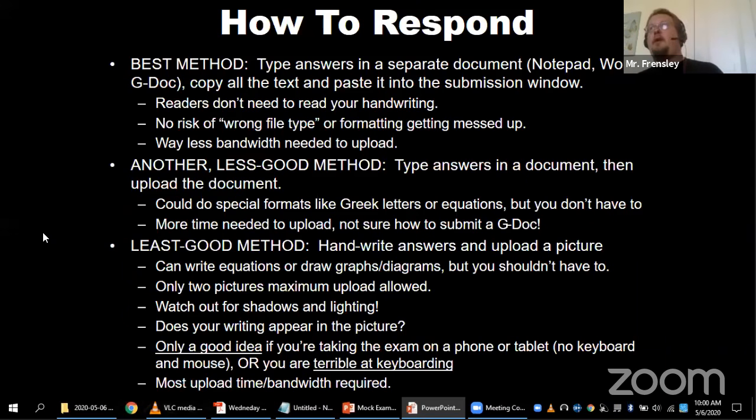All right, so let's just go briefly over how you can respond. I'm not going to read every word here, but the best method is really to type your answers in a separate document and then copy and paste it into the submission window. There really needs to be a good reason if you don't do that. We don't have to read your handwriting. There's no risk of, well, the file was corrupted. That has happened when students have turned in very important lab reports to me.